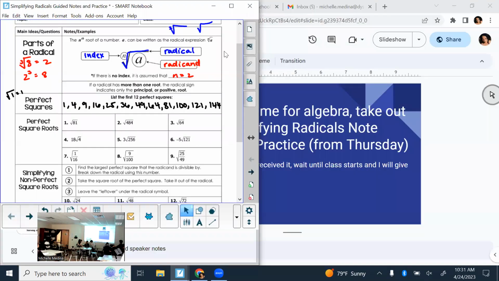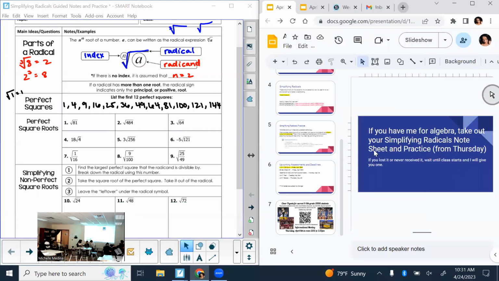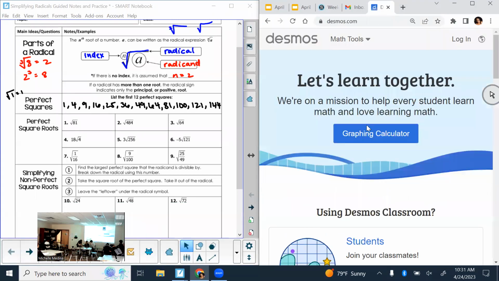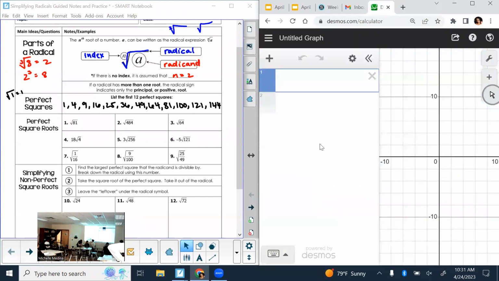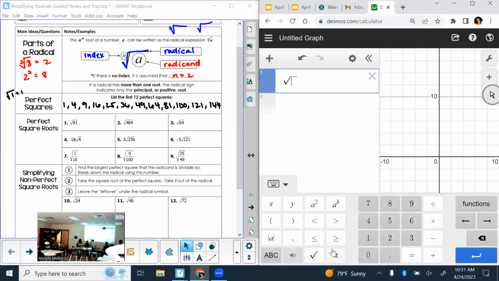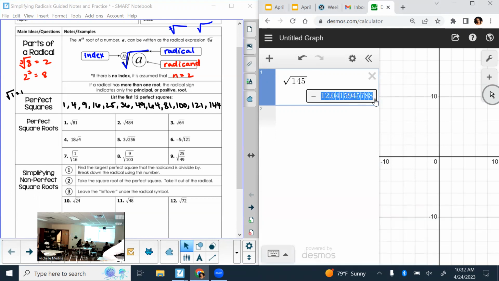Now, granted, you don't need to have those memorized, but it would be helpful if you did. Regardless, you can tell if something's a perfect square or not by pressing the square root button in your calculator and typing that number in. So like 144, I know is a perfect square because it gives me a whole number when I type it in. Now the whole purpose of what we're gonna do is what to do if it's not a perfect square. So like 145 is not a perfect square, but we don't use that decimal because it's not exact.